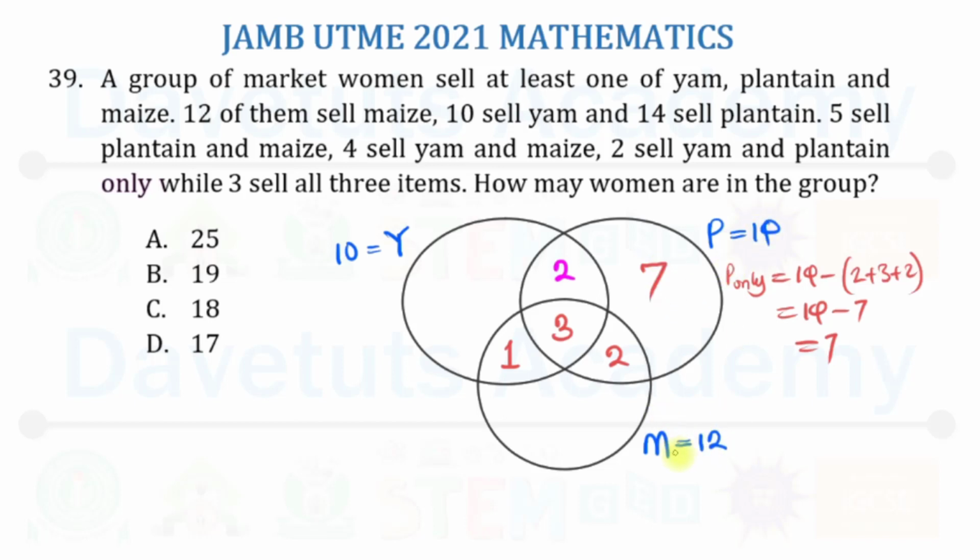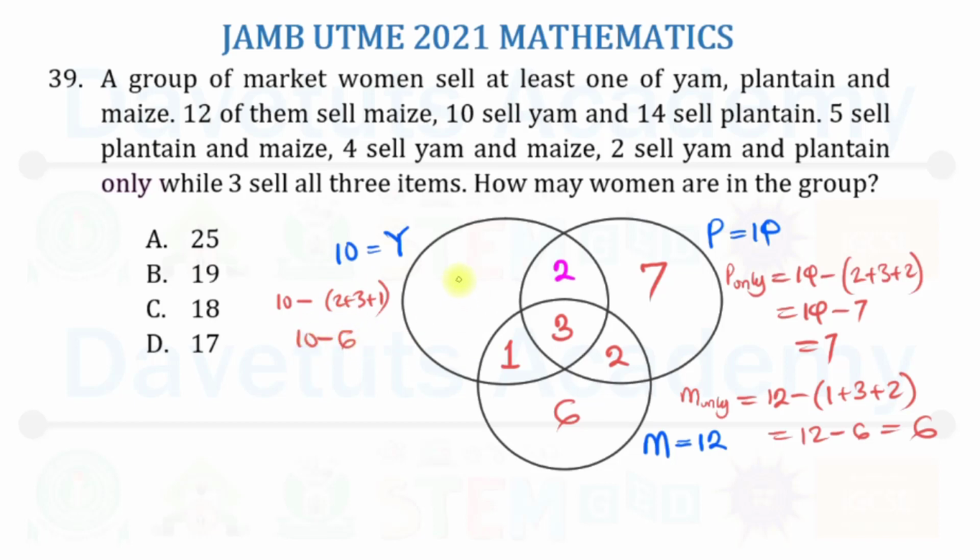Okay? The same thing with maize. Maize was given as 12. So maize only will be 12 minus the sum of these 3 that we have, 1 plus 3 plus 2. That will be 12 minus 6, which is 6. So this is 6. And the same thing will apply to yam. For us to get yam only will be 10 minus 2 plus 3 plus 1. So that will be 10 minus 6. Okay? And that will be 4.